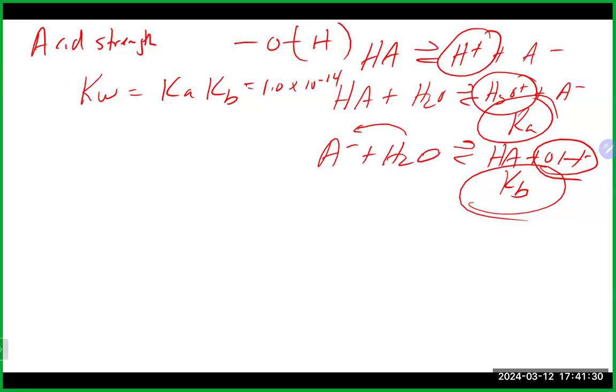So again, it's really important to write those equations correctly so that you can see if you're producing H plus or OH minus. Then when you do the calculation, you want to make sure you're choosing the correct Ka or Kb value.